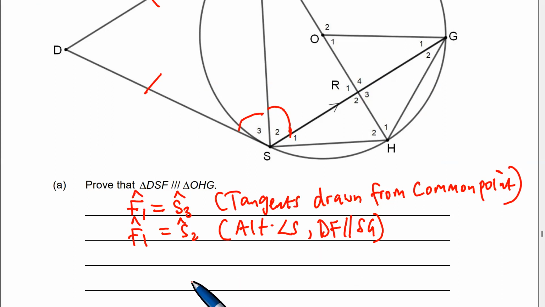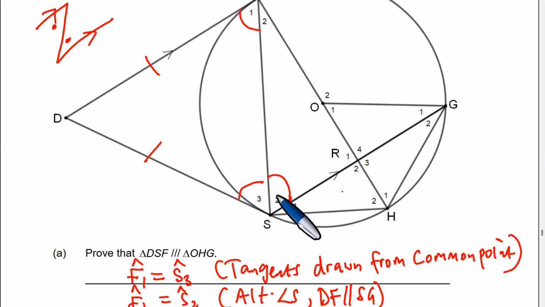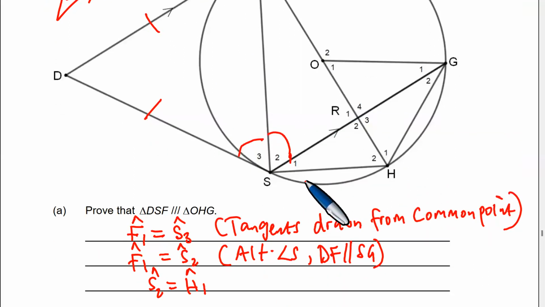Angle S2 is equal to angle H1. There we go. We just picked one angle, connecting these angles to the angles in OHG. So angle S2 is equal to H1.